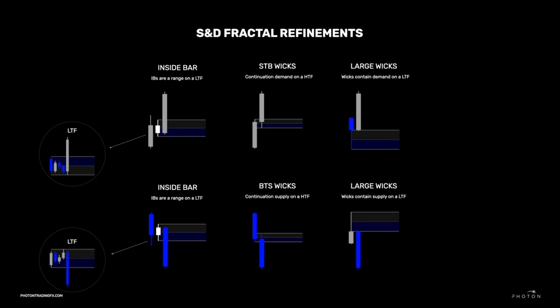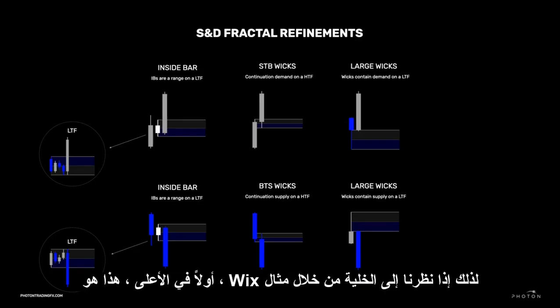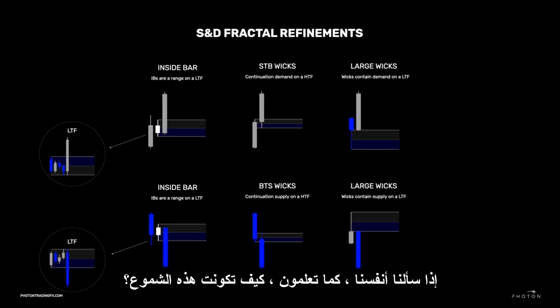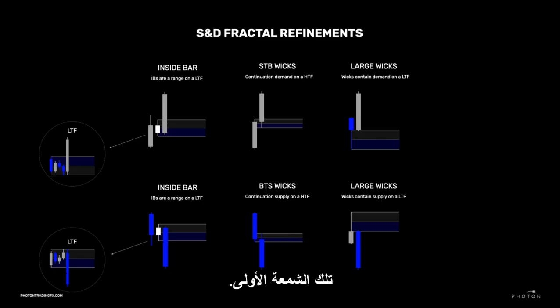and then price initiates out on the next candle. Now in the next example, we have what are called sell to buy wicks and buy to sell wicks. So if we look at the sell to buy wicks example first, at the top, this is a continuation demand zone. So if we ask ourselves, how did these candles form? Well, price was initially bullish, right? It's moving to the upside in that first candle.